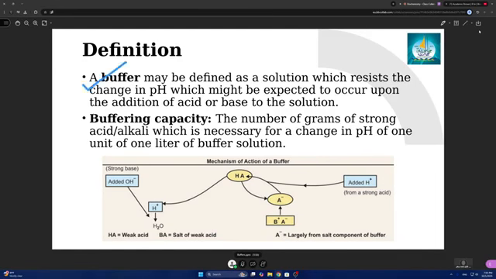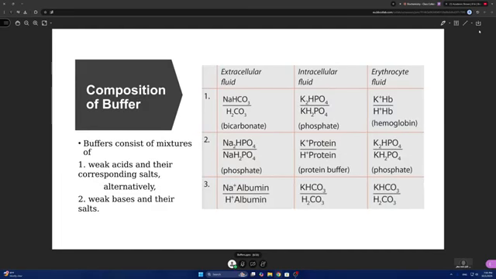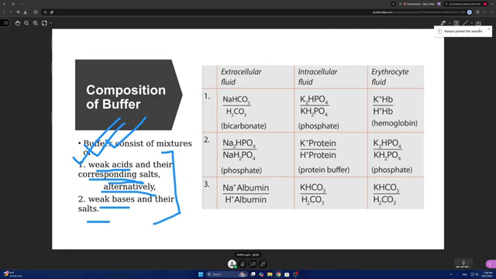For the buffer definition, just go through the definition at least once, so that if the question comes, you will be prepared. Yes, the composition of buffers. This is a very important slide. How do we call anything a buffer? When it has a weak acid and its corresponding salt. This is very important. Two things must be there to make it a buffer, or weak bases and their salts. So getting the definition is very important, along with some of the examples.